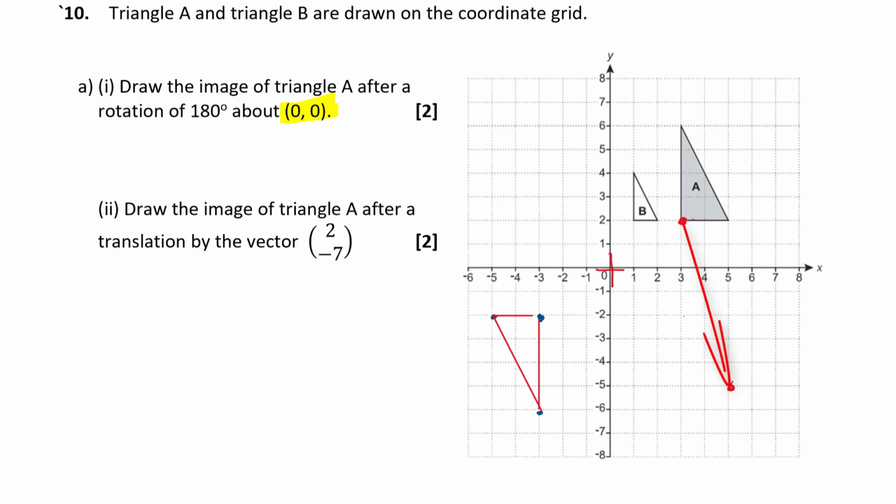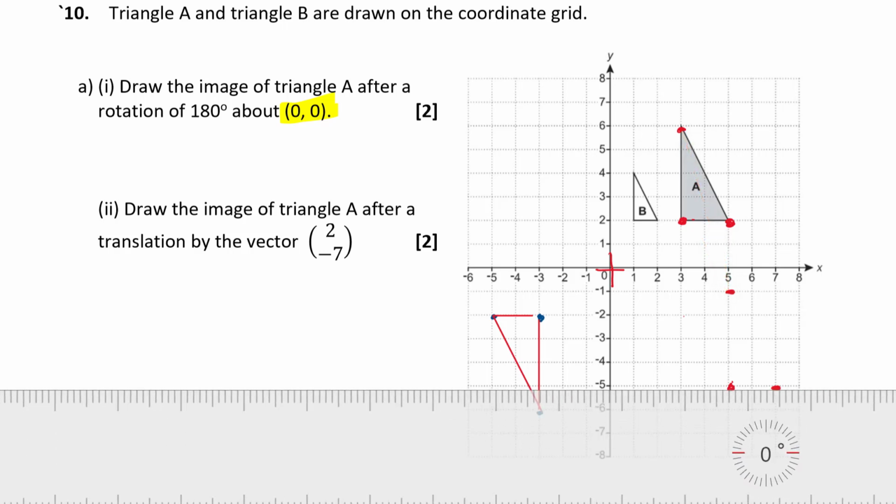Okay, similarly, this point here is going to be translated to that point there, and this point here is going to be translated to that point there then, isn't it? Okay, once you've got your corners, then you can join them together with your ruler again.